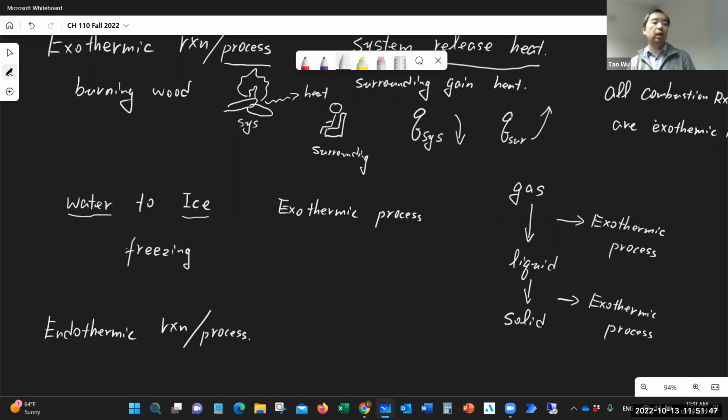So this is what we talk about as exothermic. Very important, because we're going to use this a lot. The system is losing heat, or the surroundings gain heat. Those two are coupled. There are different ways the system can lose heat, but as long as the system is losing heat, that's called exothermic.